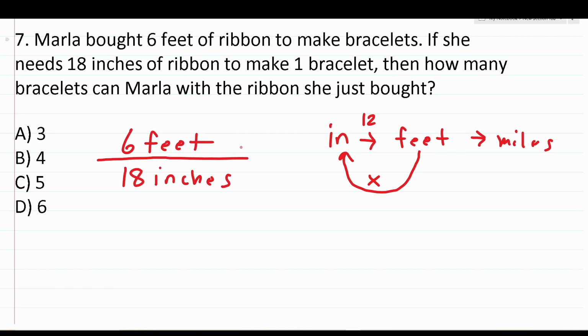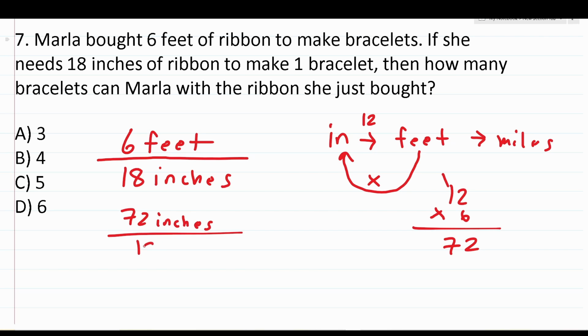So to convert this 6 feet to inches, we're simply going to take that 6 and multiply it by 12. 2 times 6 is 12. Bring down a 2, carry a 1. 1 times 6 is 6, plus 1 is 7. So this becomes 72 inches divided by 18 inches. Of course, we can cross out these units, and now we just have 72 divided by 18.